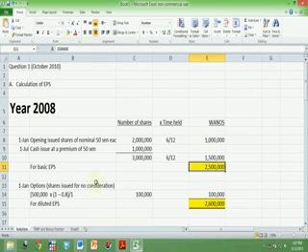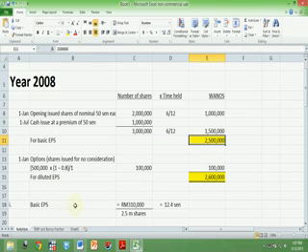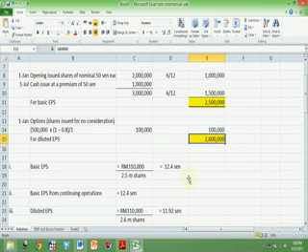For options, the potential dilution effect is 500,000 times (1 minus 0.8) divided by 1. 1 is the market price, 0.8 is the offered option price. So we have a potential dilution effect of 100,000. So the total is 2.6 million. When we calculate the basic EPS, it is 310,000 divided by 2.5 million shares. So the answer is 12.4 cents.